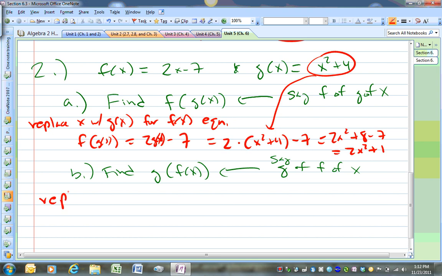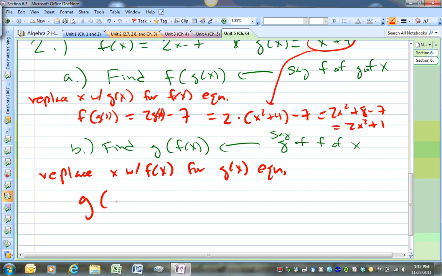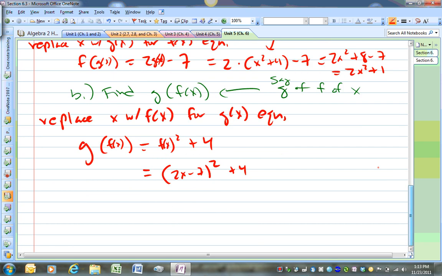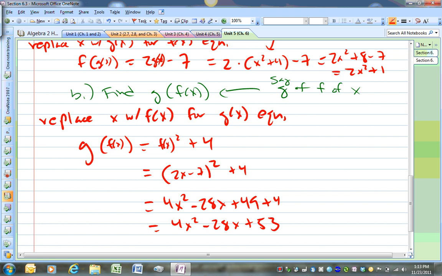For the next one, replace x with f of x for the g of x equation. So now I know g of x equals x squared plus 4. So now I'm replacing x here with f of x. And so now I'm squaring f of x, so it'll be 2x minus 7 squared plus 4. Work it out, I get 4x squared minus 28x plus 49 plus 4. So I get 4x squared minus 28x plus 53.